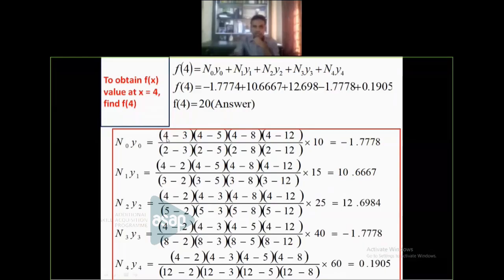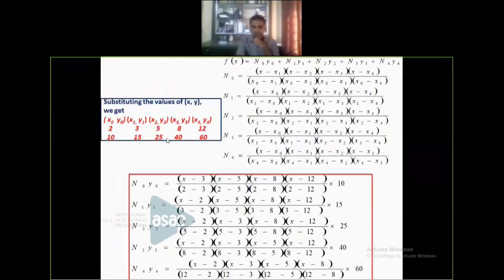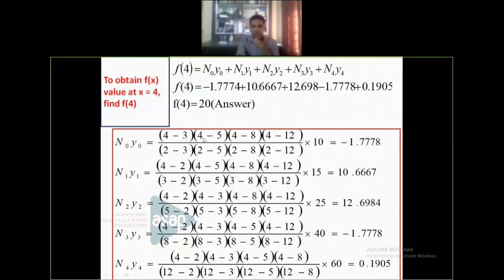Look at the previous slide. You got this general equation, N0 y0 plus N1 y1 plus N2 y2 plus N3 y3. You substitute 4 for all x here. So 4 minus 3, 4 minus 5, 4 minus 8, 4 minus 12. Here again 4, here also 4, here also 4. So substitute 4 in all the polynomials here.